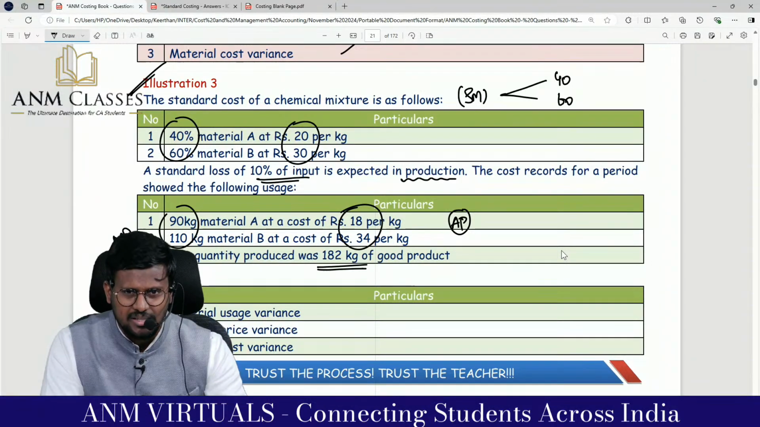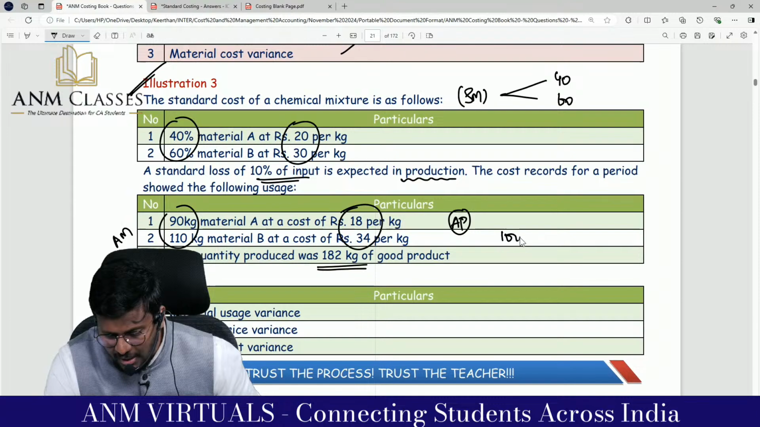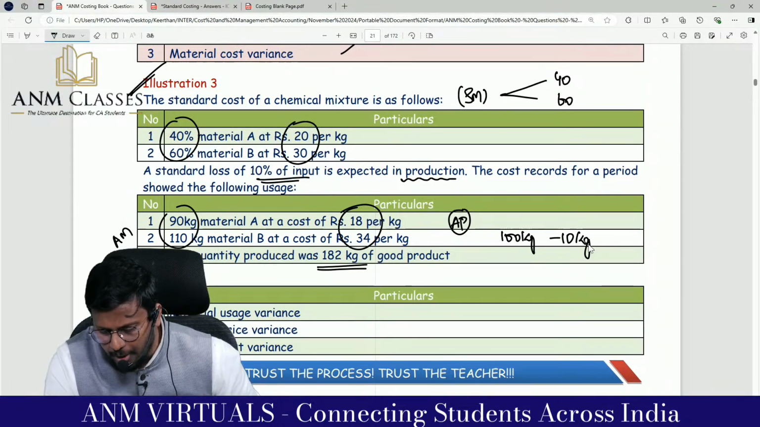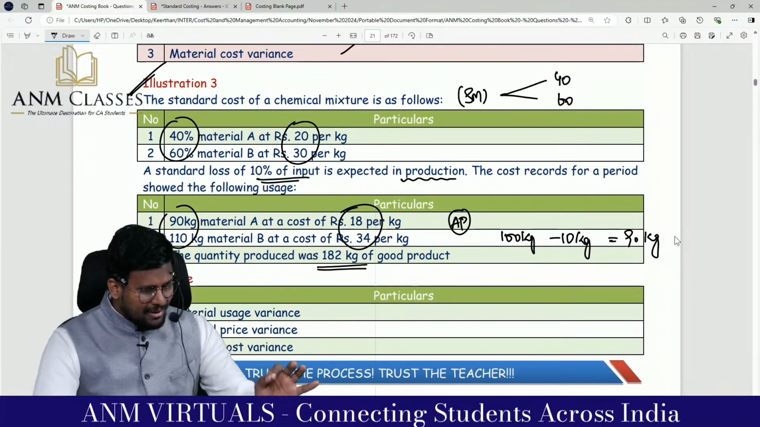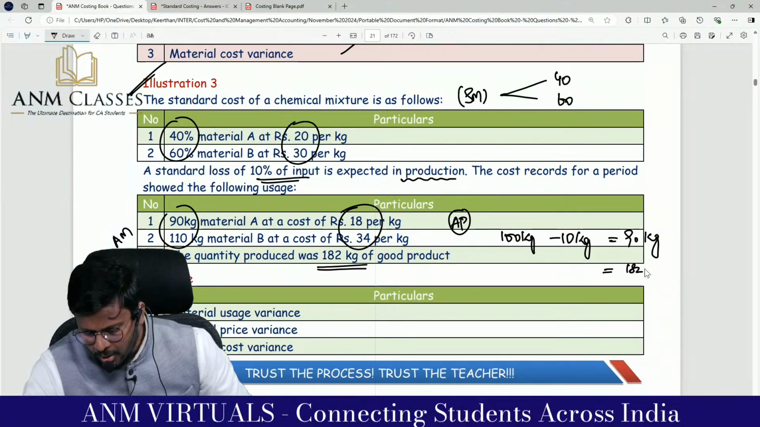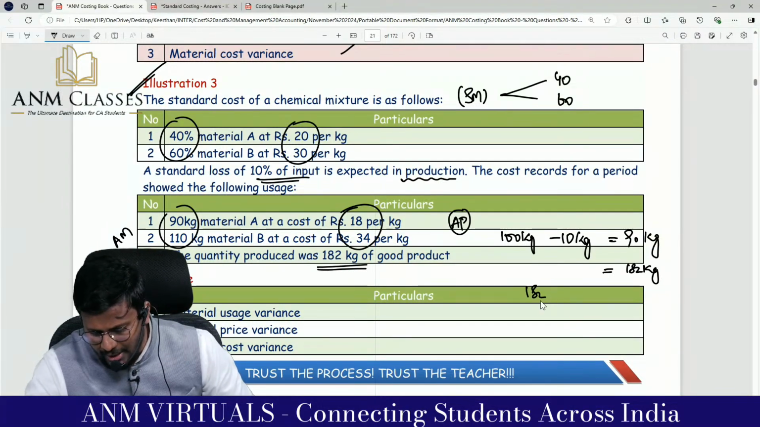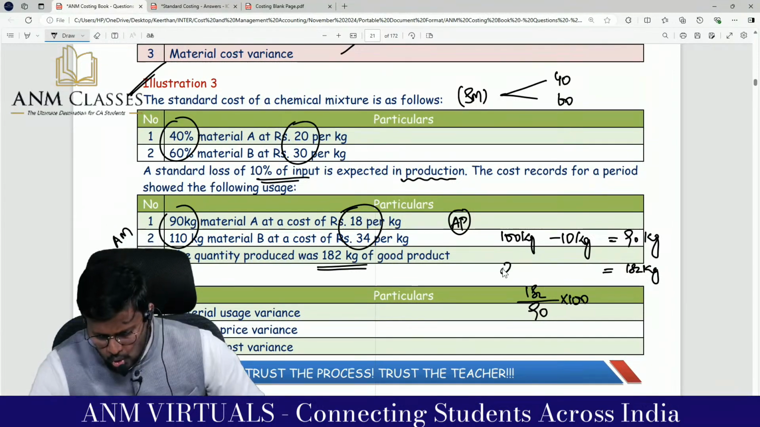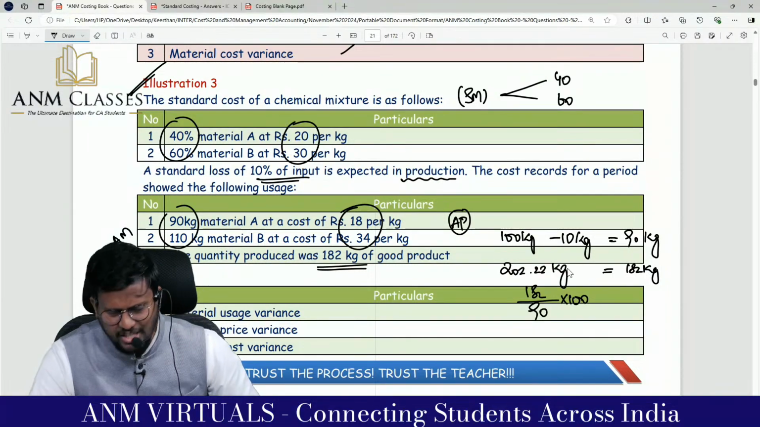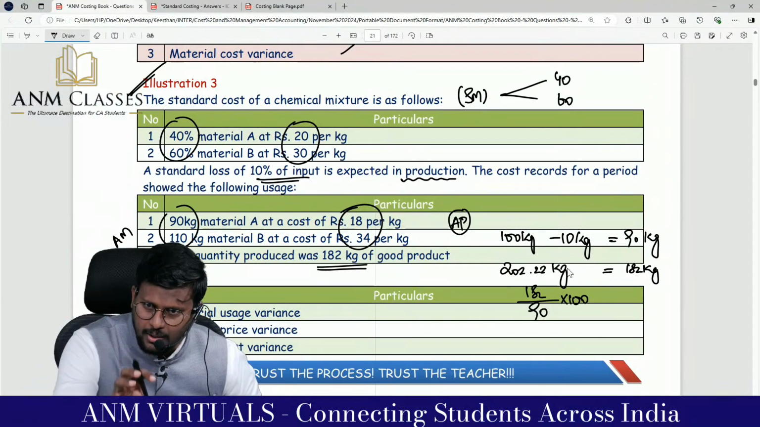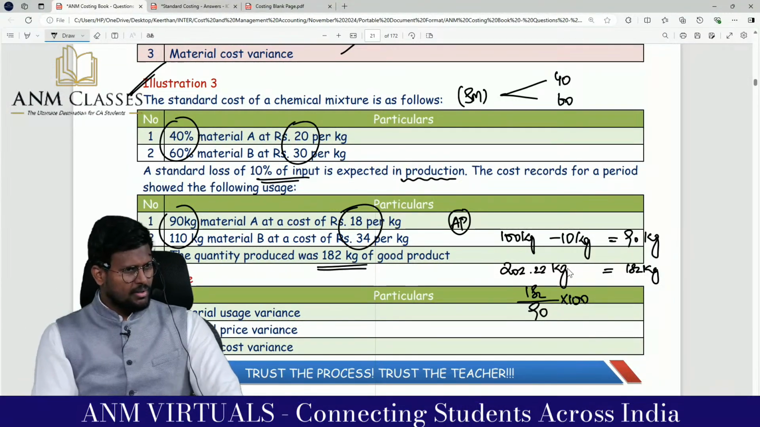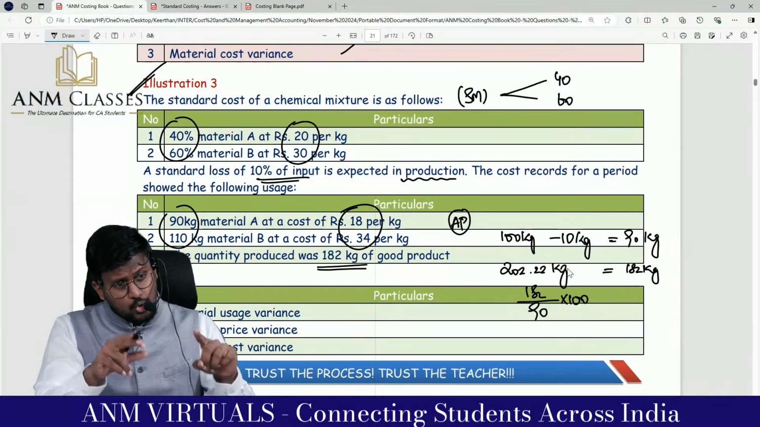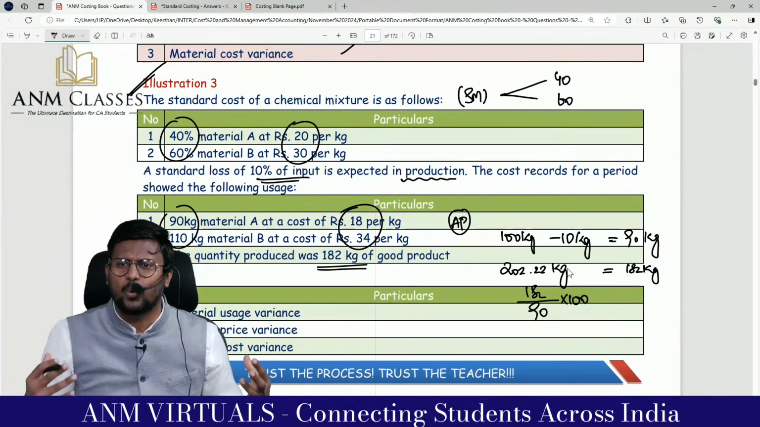That means good units. So if I put in 100 kg, 10 kg will be normal loss, and I will get only 90 kg as output. My real output is how many kg? 182 kg. So 182 divided by 90 into 100 means 202.22 kg should be the standard quantity of both the raw materials. I have to classify that into the standard mix, and then only I will get the standard quantity.